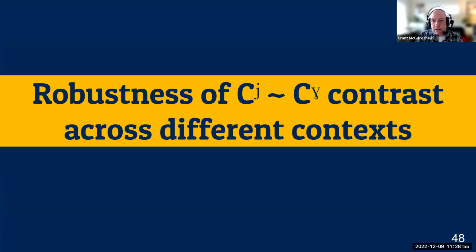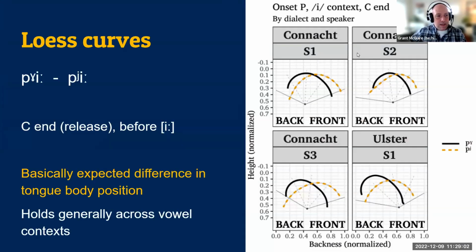Okay, so let's look at what we found. We're going to start off talking about the robustness of the contrast across different contexts. So again, we're looking at the loess curves here. And just like the other diagrams we've seen, the front of the mouth is to the right. The back is to the left. So this first set of panels is showing us the labial contrast before the vowel E. So this is onset P's essentially. We see exactly what we would expect to see, which is a nice contrast between velarized and palatalized here. The velarized are backed and the palatalized are fronted.